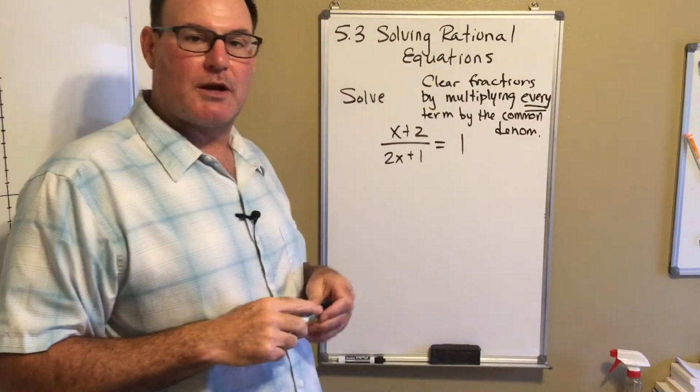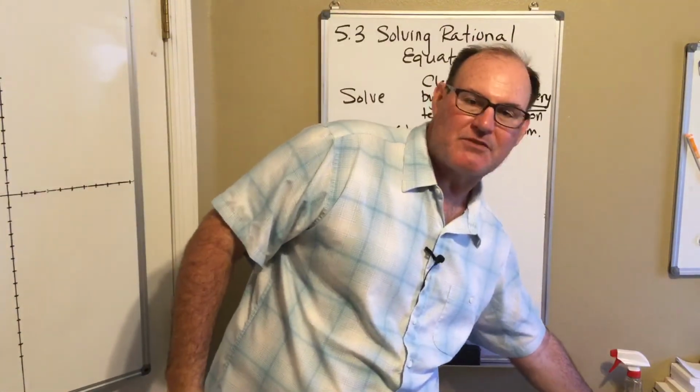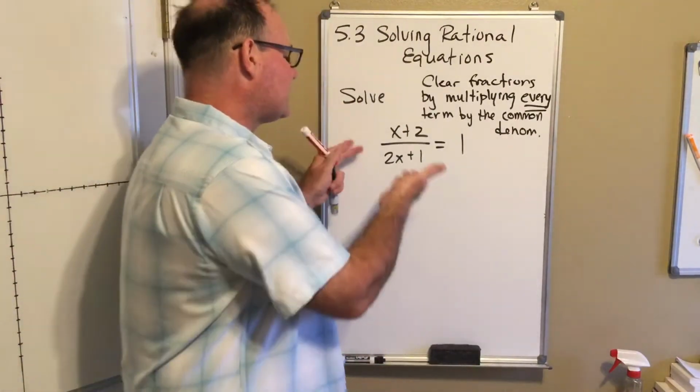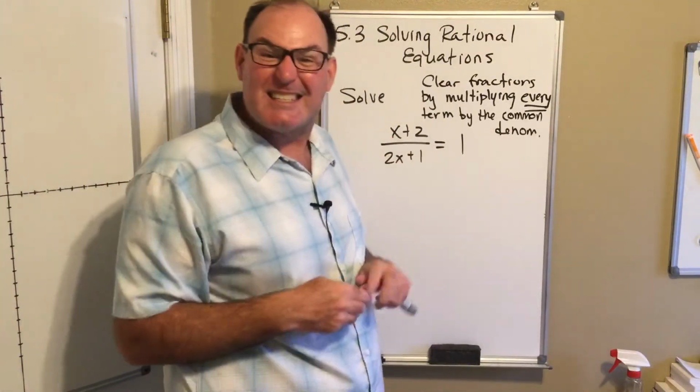So we're going to go through, we're going to multiply. Now in this case, it's just two terms. I've just got a left side and a right side. We're going to multiply the whole thing by the common denominator. In this case, there's only one denominator, so hence it's the common denominator.